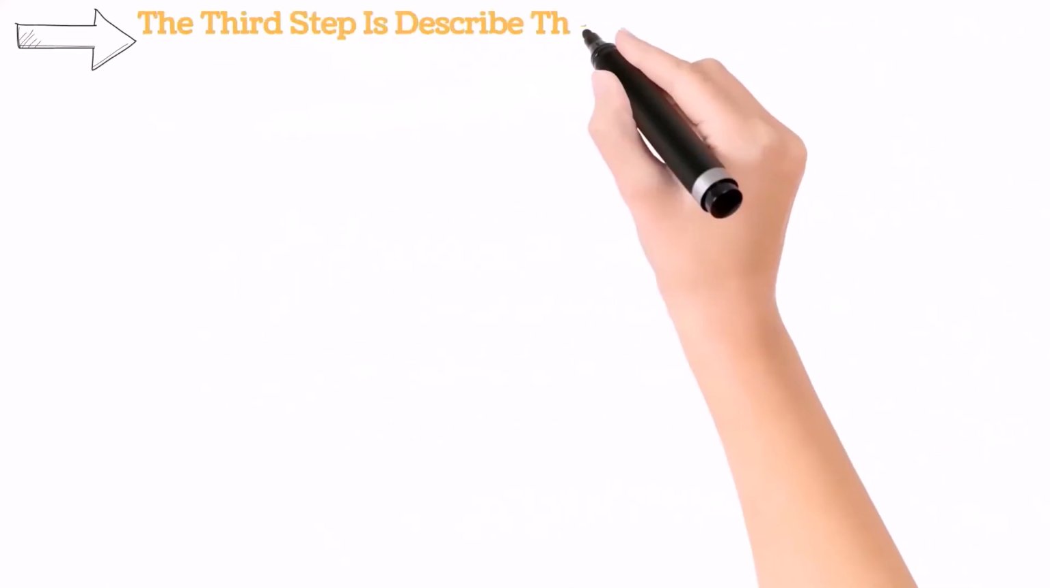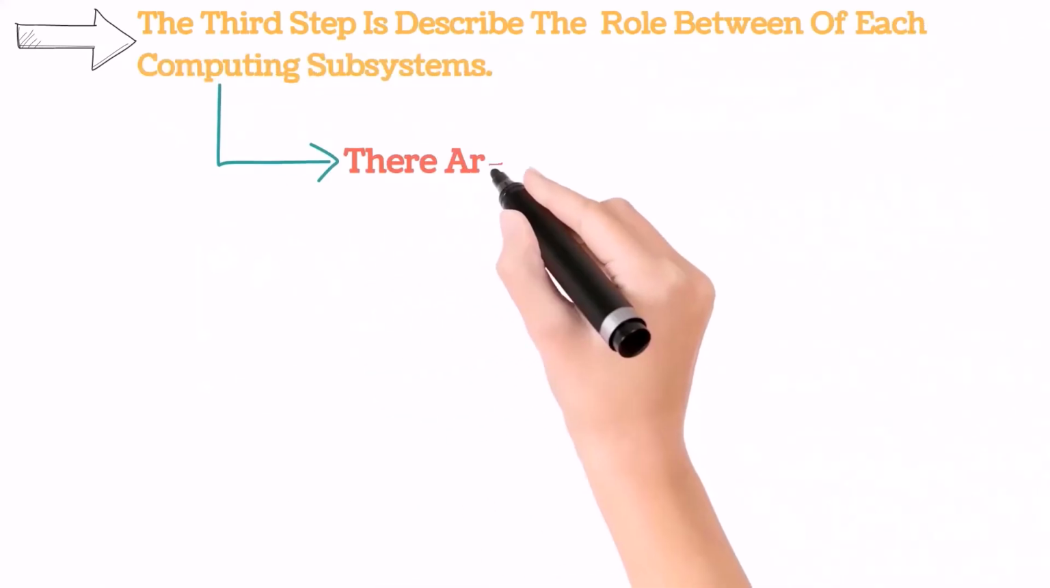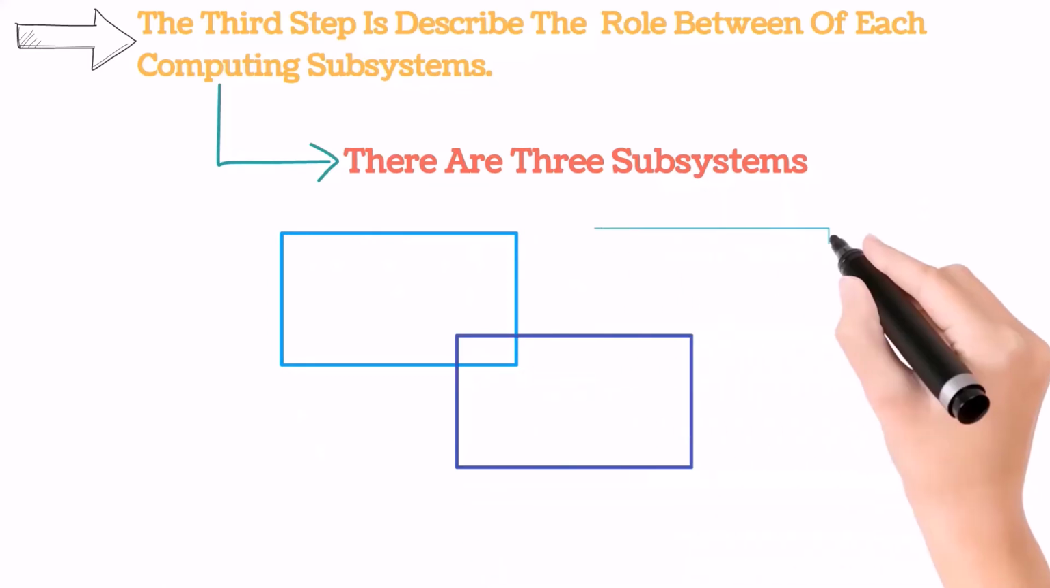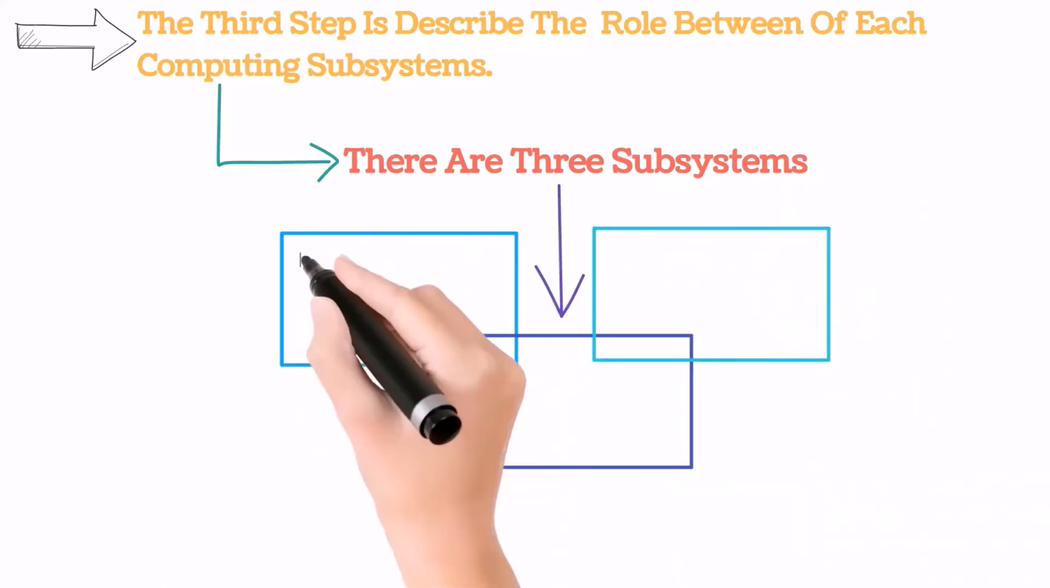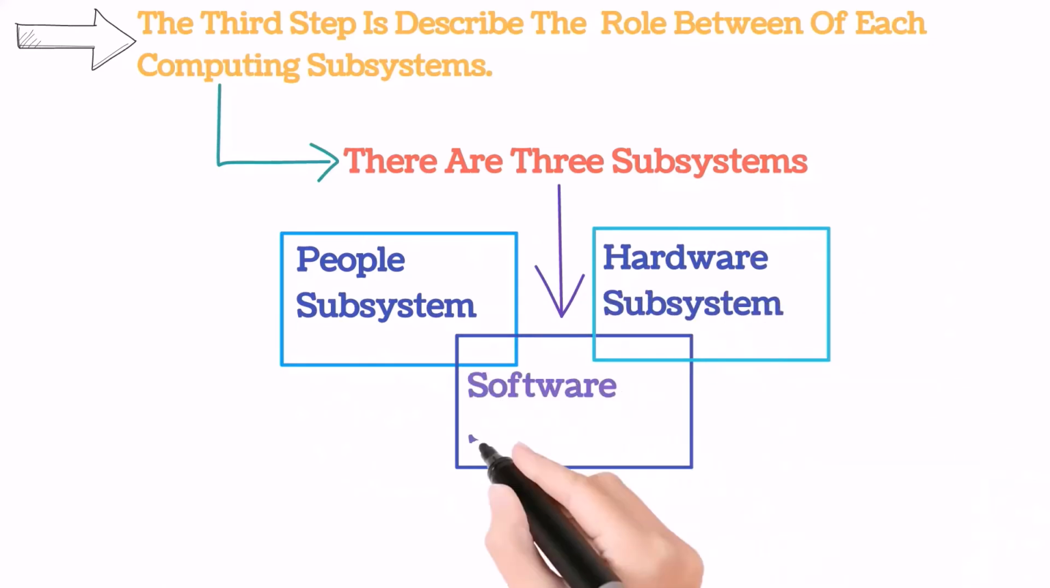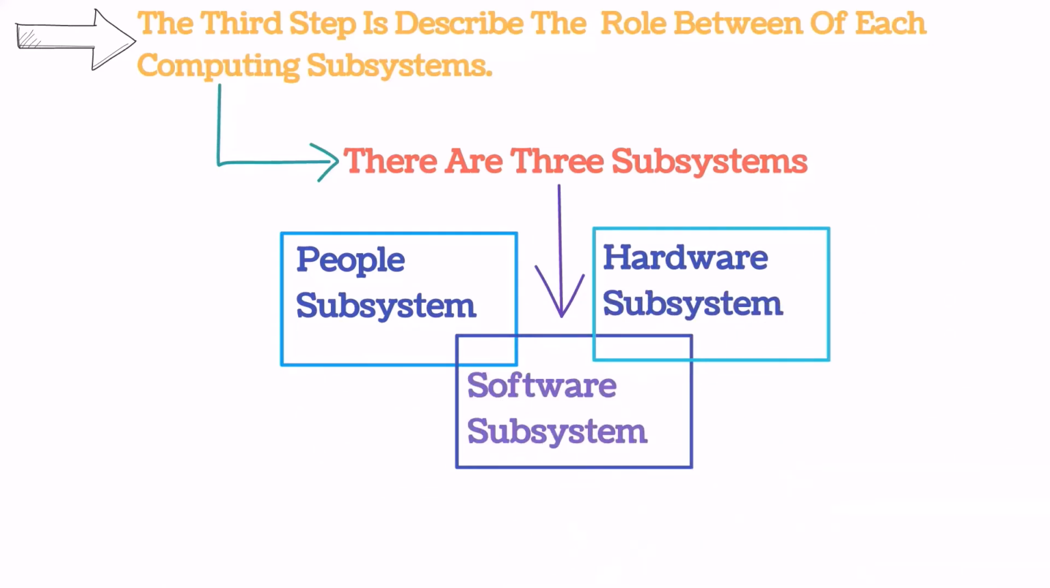The third step is to describe the role between each computing subsystem. There are 3 subsystems. First is the people subsystem, secondly comes the hardware subsystem, and finally the software subsystem.